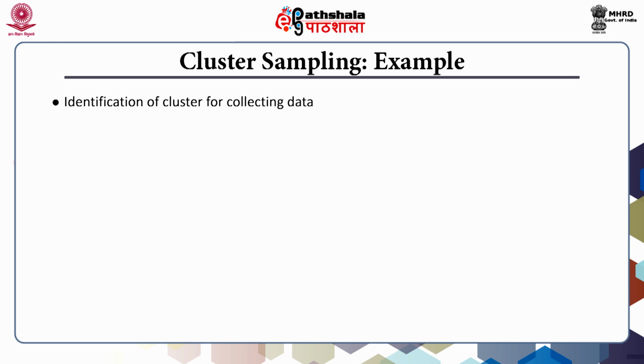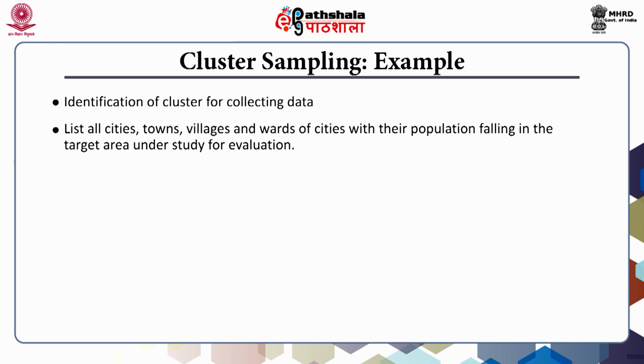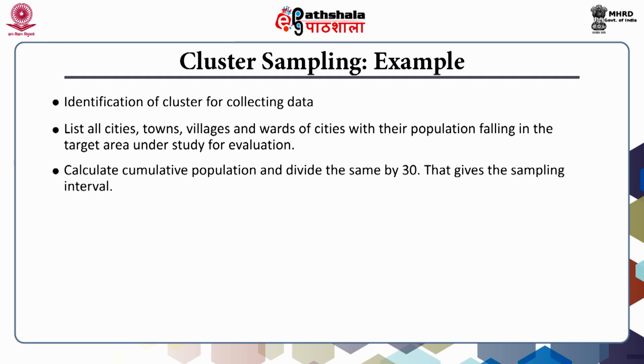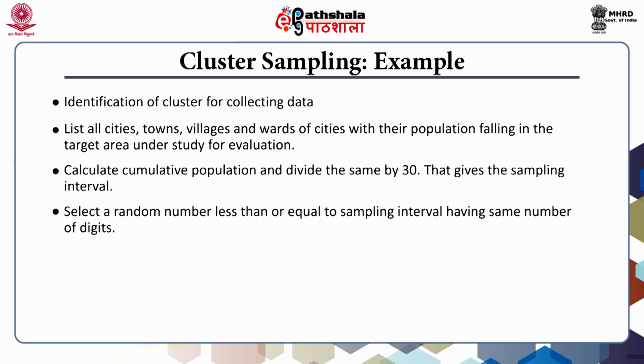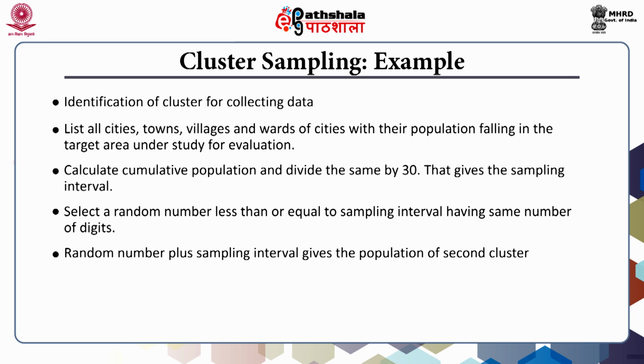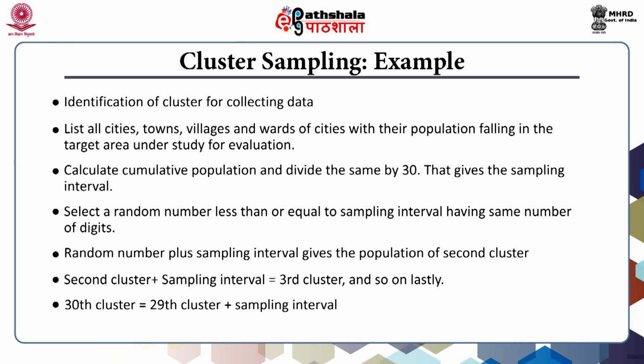First is the identification of a cluster for collecting data, listing all cities, towns, villages and wards of cities within their population falling in the target area under study for evaluation, calculate cumulative population and divide the same by 30. This gives the sampling interval. Select a random number less than or equal to sampling interval having the same number of digits. The random number plus sampling interval gives the population of the second cluster. The second cluster plus sampling interval gives the population of the third cluster and so on. 30th cluster is equal to 29th cluster plus sampling interval.